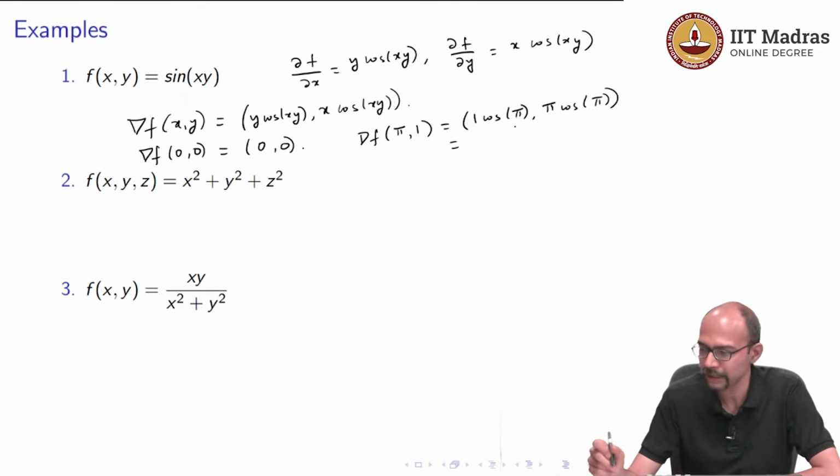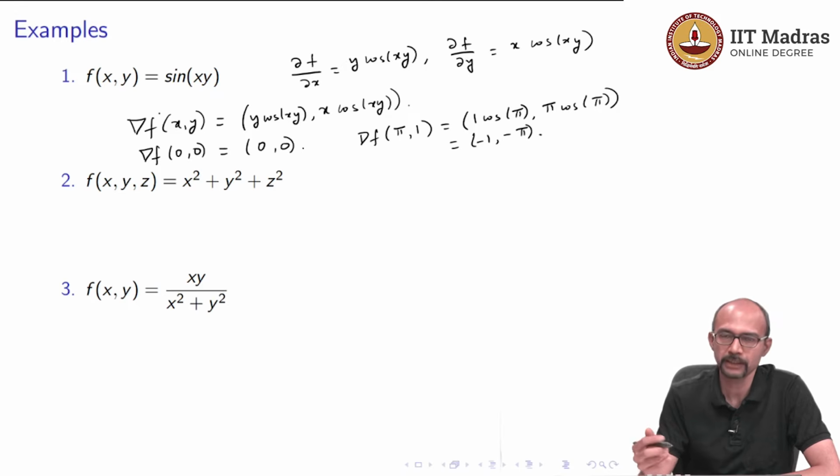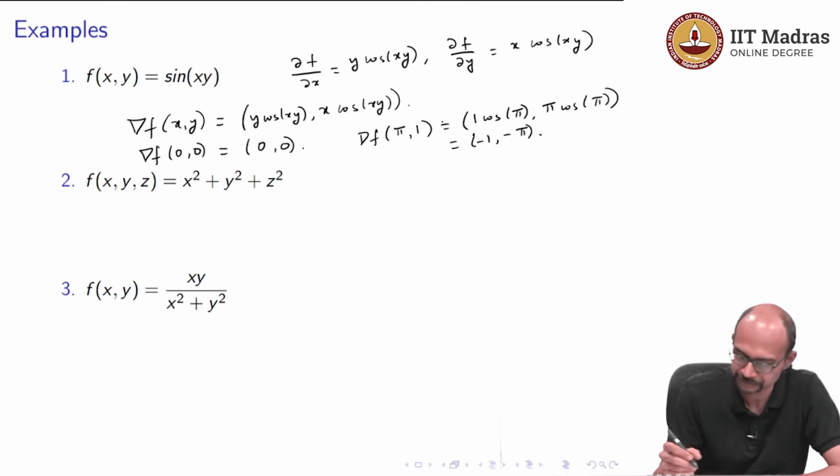So, cosine of pi is minus 1. So, this is minus 1 comma minus pi. Okay. So, I hope it is clear what the gradient function is. It is a function from R 2 to R 2 in this case, and the gradient vector is just the evaluation of that function at whatever point you want to evaluate it at.